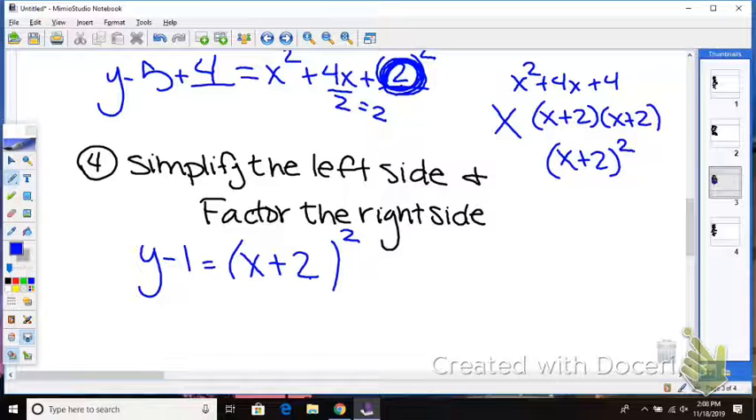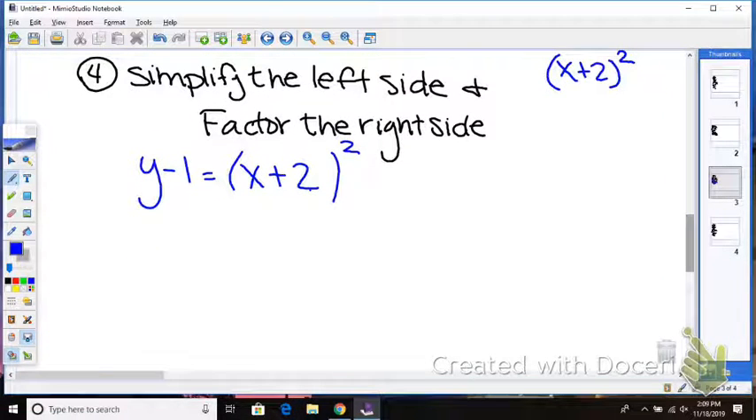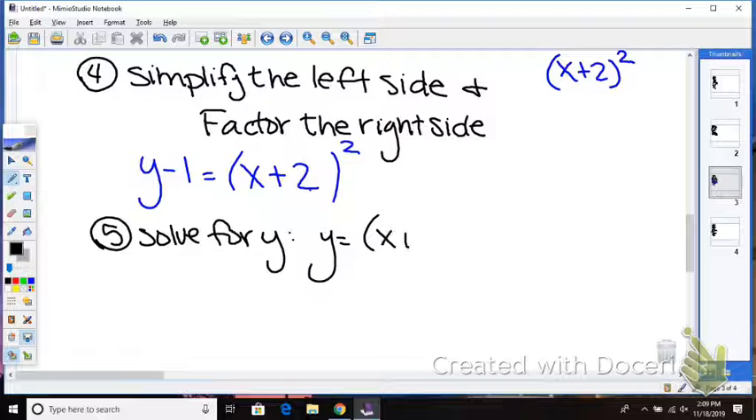Okay, last step is to solve for y. So step 5 is solve for y, which means adding this 1 to the other side. So I get y equals x plus 2, quantity squared, plus 1. And now we've gone from standard form, like what we had for the bell ringer, into vertex form, like what we had when we first started graphing these last week, or 2 weeks ago.